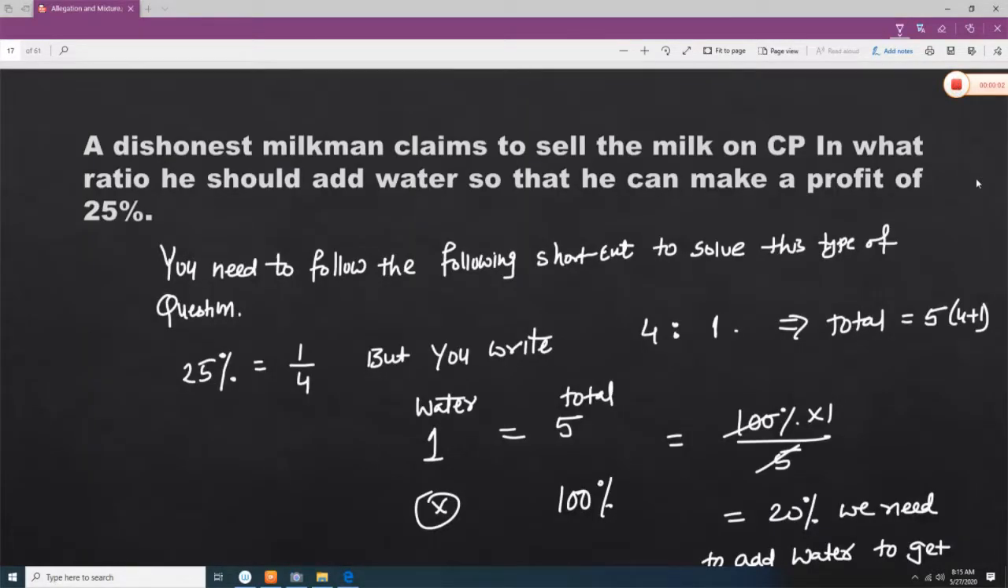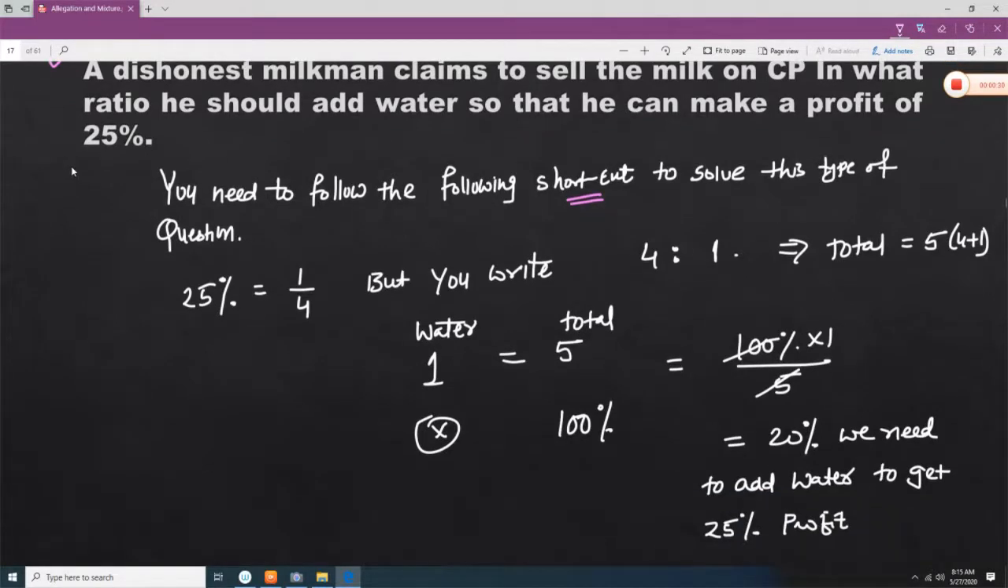A dishonest milkman claims to sell the milk at cost price. In what ratio should he add water so that he can make a profit of 25%? Now when this kind of example comes, you have to follow this shortcut trick. First understand the shortcut trick, and then I will explain the entire logic behind this particular method.